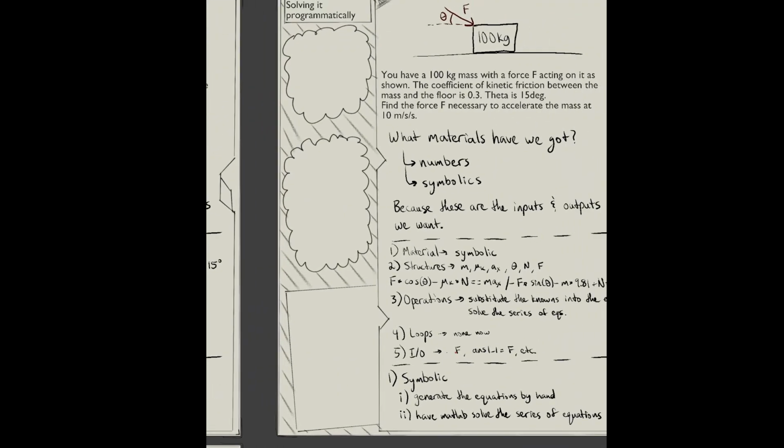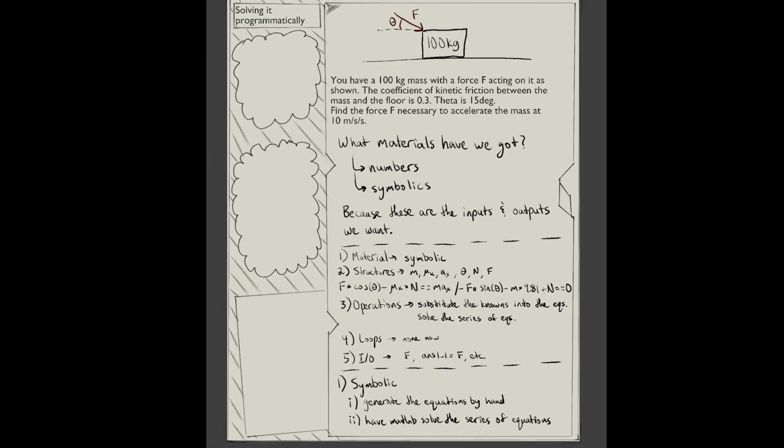So again, what materials have we got? The numerical and symbolic. These are the inputs and outputs we want. So let's look at the symbolic option. In this case, our structures are just symbolic. So we have M, mu K, AX, and I'd have to, of course, name it something that Matlab can do. So like this would be A underscore X. This would be U underscore K or whatever. Then I have F times cosine of theta minus mu K times N equals MAX. And this would be a symbolic.